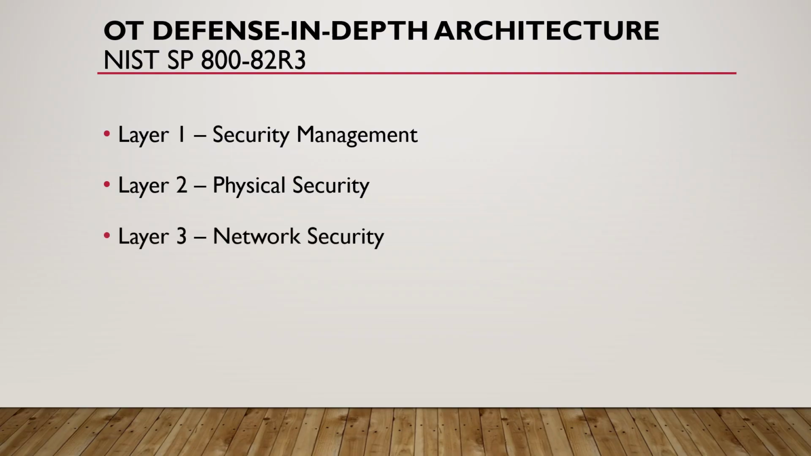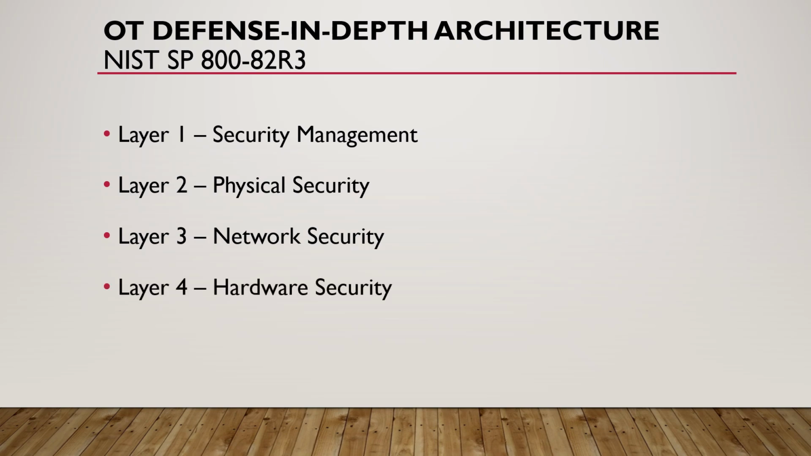Layer 3, Network Security. Building from physical security, organizations should investigate network communications and how to protect the data and devices used to support their OT environment. These include applying the network architecture principles of segmentation and isolation, centralizing logging, network monitoring, and malicious code protection.